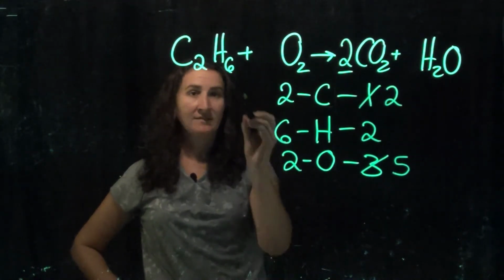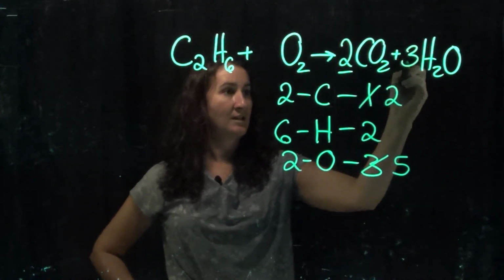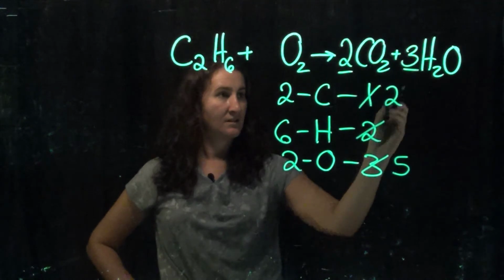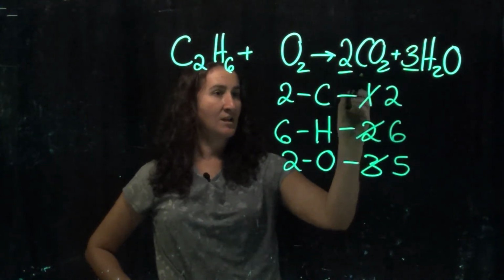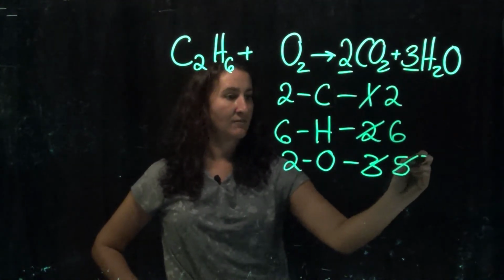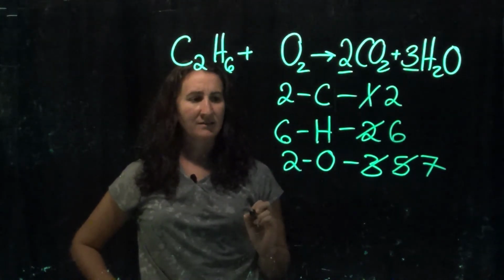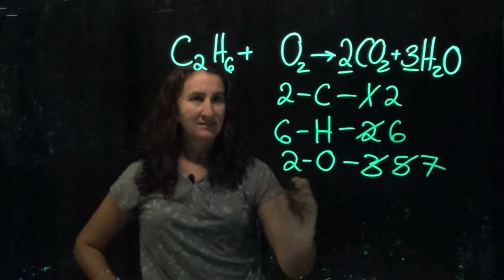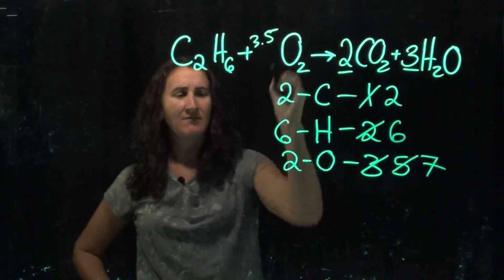Now, what could I do next? This is 6 and this is 2, so I need to put a 3 here in front. So now 3 times 2 gives me 6. How many oxygens do I have? 2 times 2 is 4, plus 3 gives me 7. My carbons are balanced, my hydrogens are balanced. What about my oxygens? In order to make them balanced, I would need 3.5.